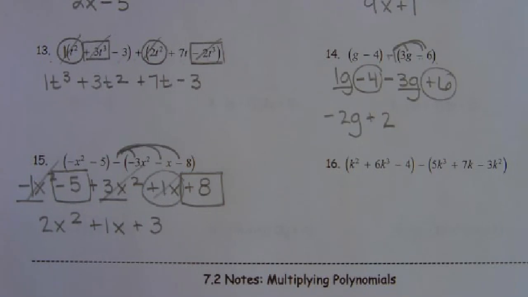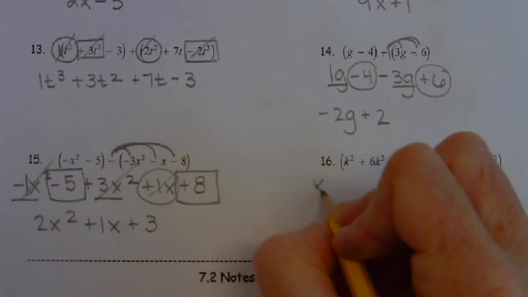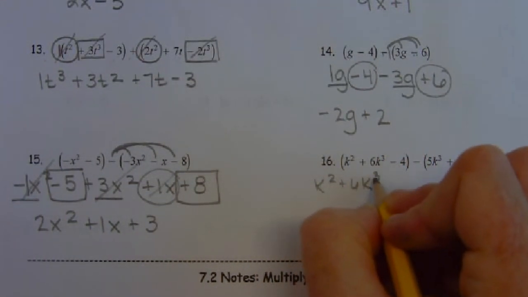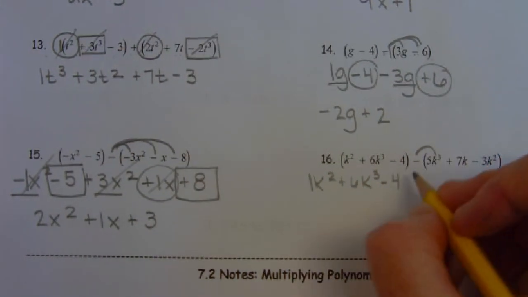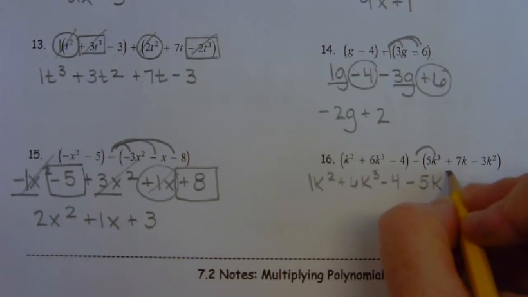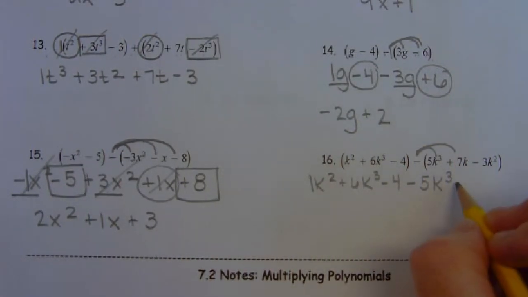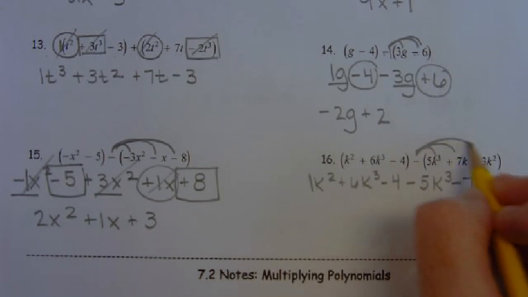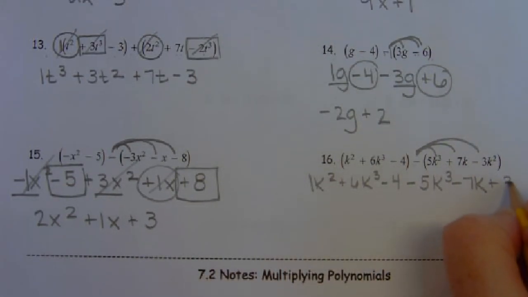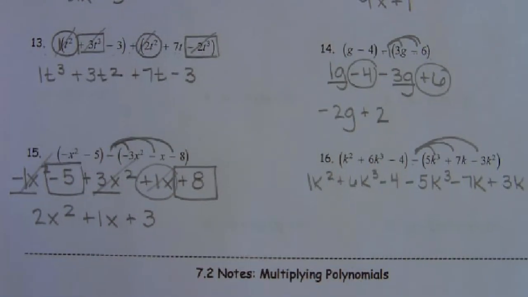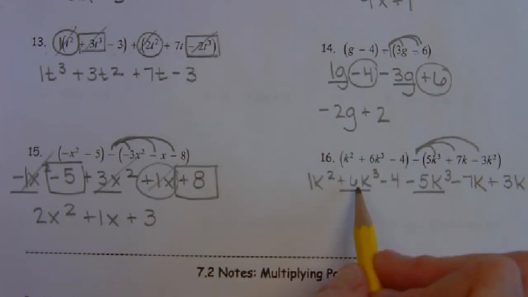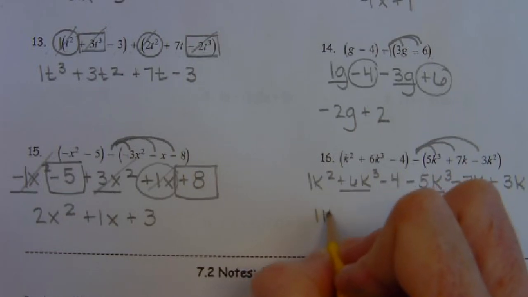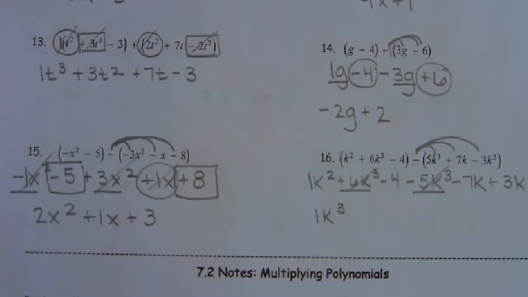On my next example, I'm going to rewrite the first part because there's nothing out front there, and if it helps, put a 1 there. Then I'm going to distribute the negative. Minus 5k to the third, minus 7k, and then this negative and that negative make that a plus 3k squared. I'm going to write it in standard form, so I'm going to start with my k to the thirds. 6 minus 5 is a 1k to the third, or just k to the third.